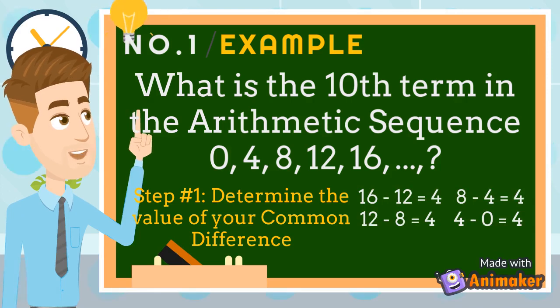Please take note that all the differences must be the same, because that is the special characteristic of an arithmetic sequence. Next, we have 12 minus 8 equals 4, 8 minus 4 is equal to 4, and 4 minus 0 equals 4. Therefore, the common difference is 4.